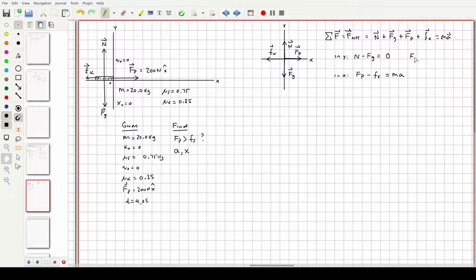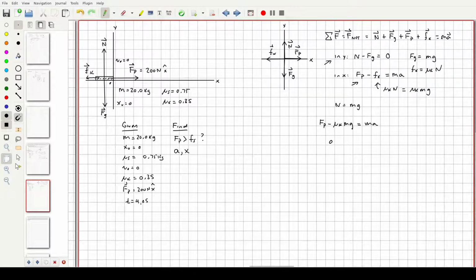Now, again, we know gravity looks like m times g, and we know that our kinetic frictional force looks like mu sub k times the normal force. So what that means is if you look at this one right here, the normal force is equal to m times g, which means that this right here, which is mu sub k times n, is really equal to mu sub k times m times g. So what I have is that F sub p minus mu sub k mg is equal to m times a. That's this equation right here.